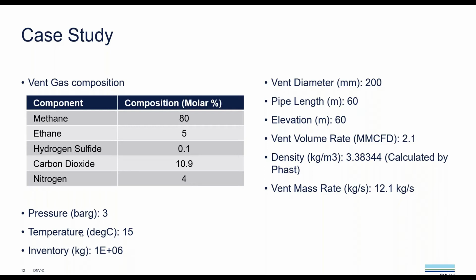We have the operating conditions as follows: 3 bar gauge pressure, 15 degrees Celsius temperature, 1 million kilograms inventory, vent diameter 200 millimeters, pipe length and elevation to be 60 meters, and the vent volume rate 2.1 million cubic feet per day. That will be converted to a vent mass rate of 12.1 kilograms per second.